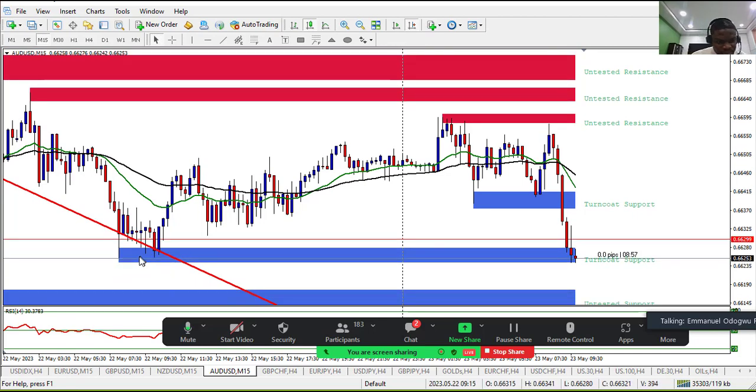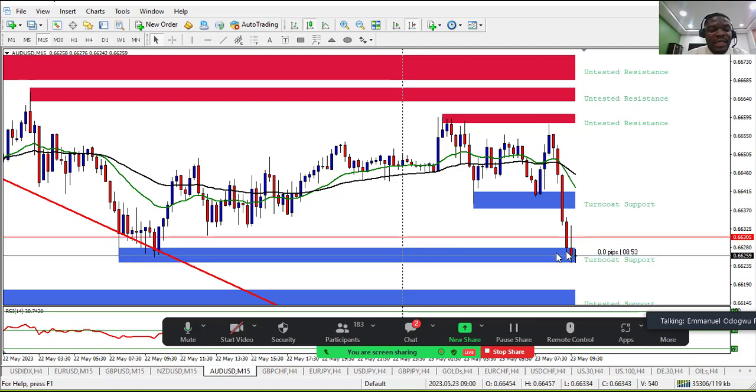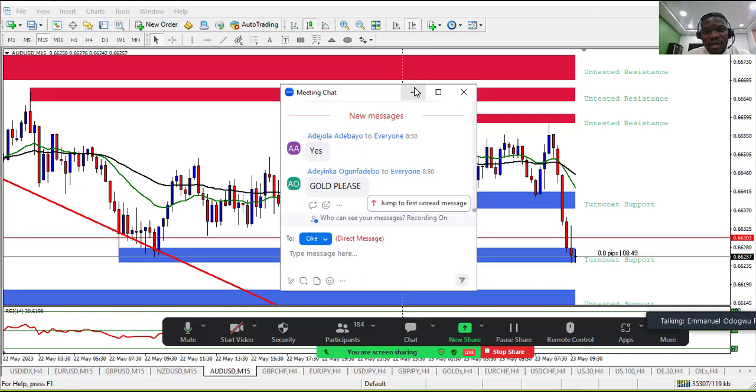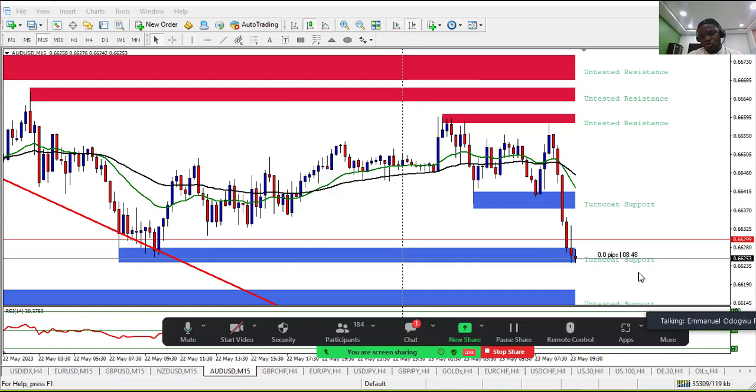It's trying to grab the liquidity around this low. So I wouldn't want to sell at this low, please, because when selling, you don't sell at a low price. After this, I will go to gold, please. But let me get this analysis done first. So I'll wait for a premium price, right?